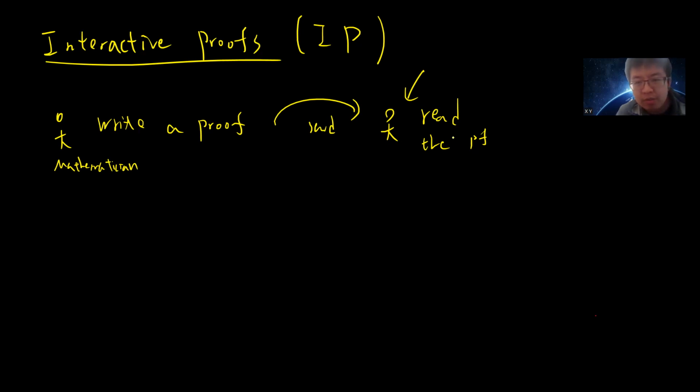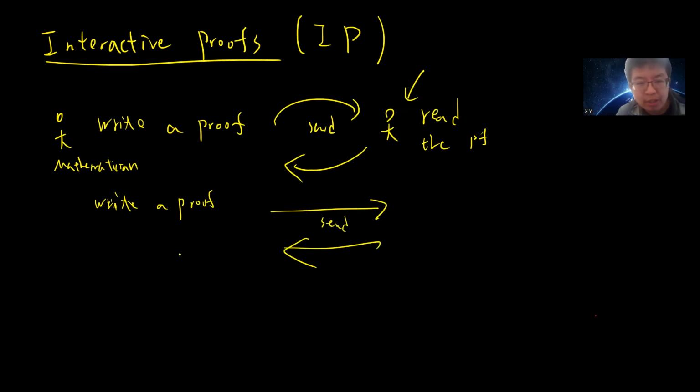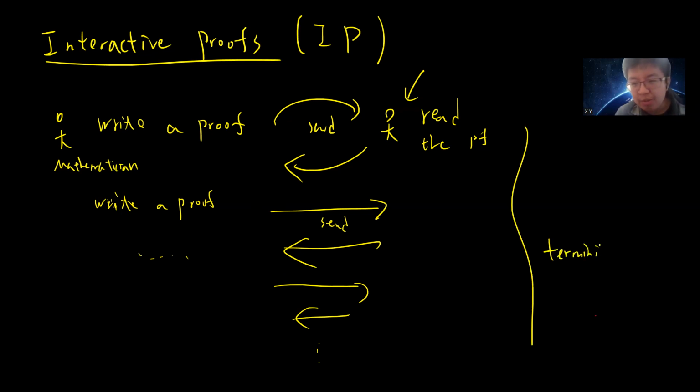If he finds something incorrect, he will tell you, and then you will try to write the proof again. Maybe there are some mistakes, so you modify it and send it back. Hopefully this process will terminate in a reasonable amount of time. This idea is basically the interactive proof.